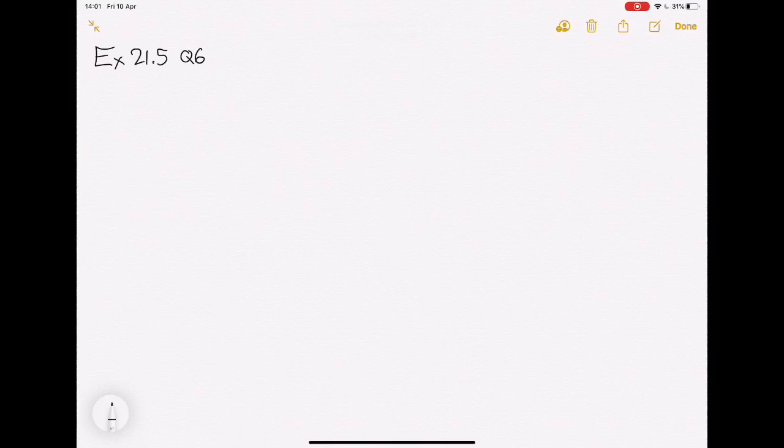Exercise 21.5, question 6. In this question, we have a projectile projected from a point O, which is the origin, and it passes through a point P on its trajectory. So let's have P as being here. What we also know is that it is travelling horizontally when it passes through this point. That is the same as saying that that is the maximum point that the projectile reaches.